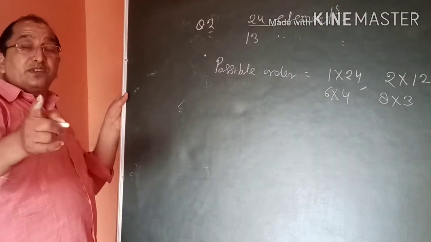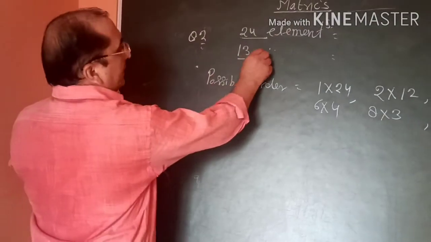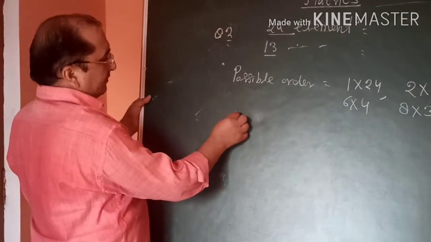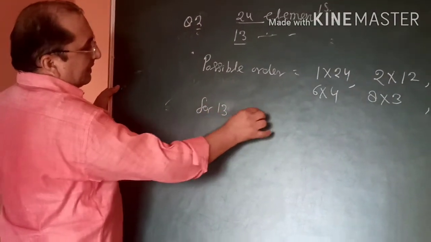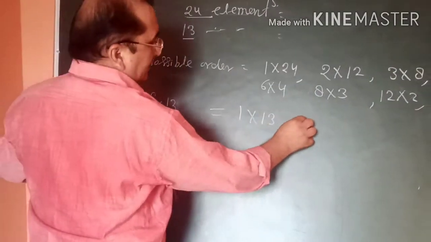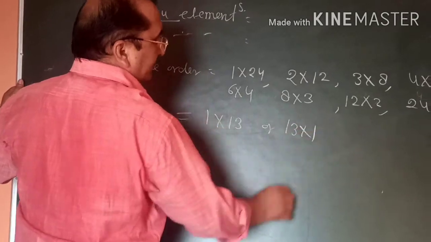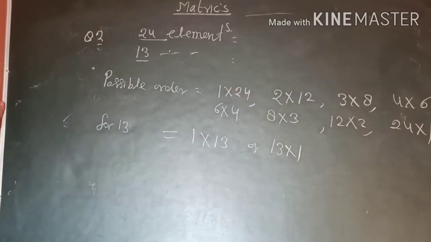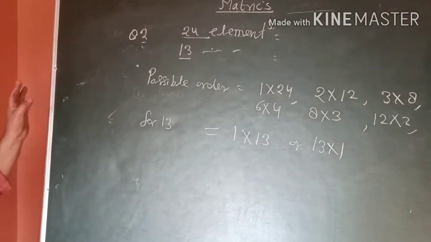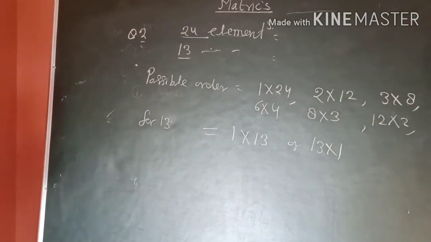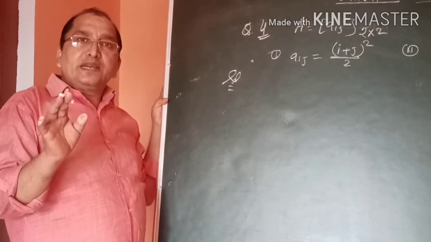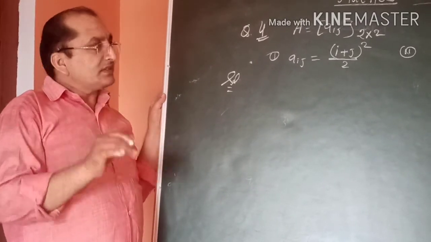And the question has one more part. If there are 13 elements, then 1 cross 13 or 13 cross 1, 2 matrices are possible. Okay, now come to question number 3. Question number 3 is also the same as question number 2, and we have to construct all these.